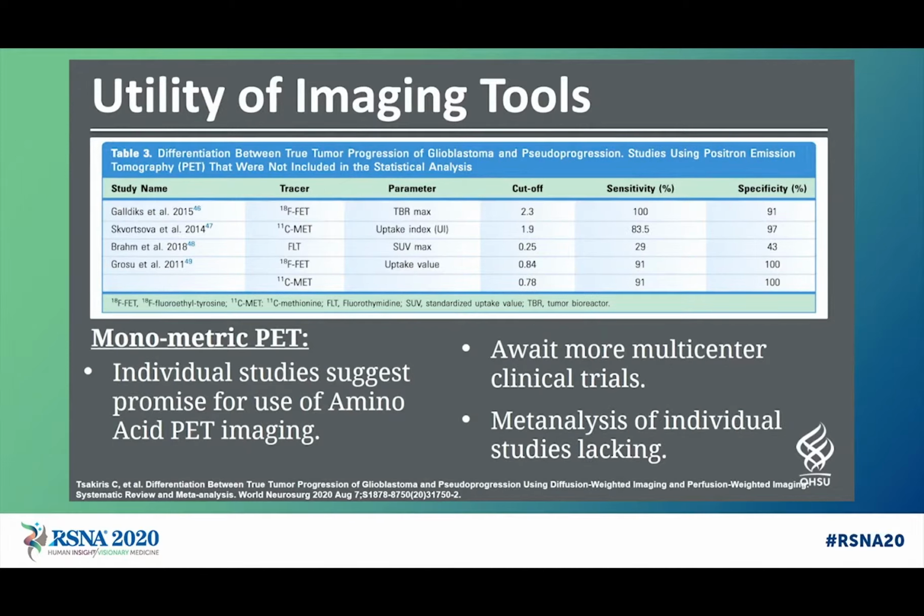They also reviewed several studies that utilized amino acid PET to differentiate pseudoprogression from true tumor progression. These studies show that PET is also a promising technique, but there exists marked heterogeneity in published results, and further multi-center trials are needed.